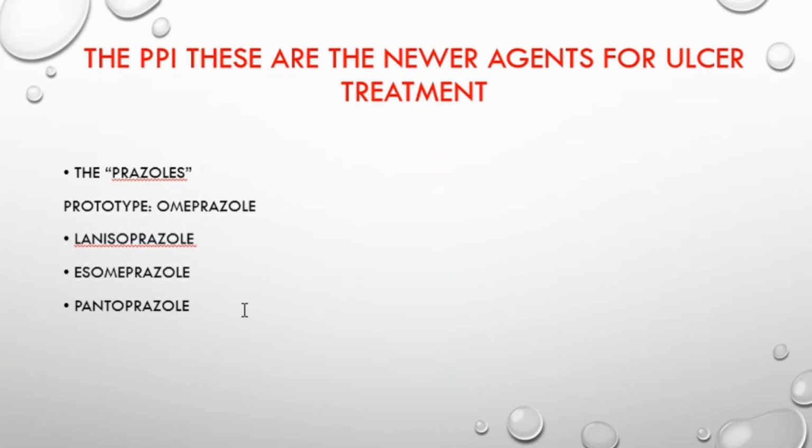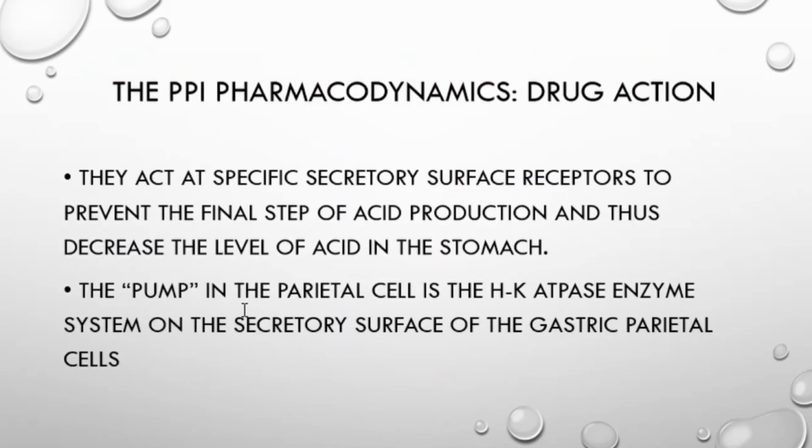We have the prazoles. The prototype is omeprazole, and we have lansoprazole, esomeprazole, and pantoprazole. For the proton pump inhibitor pharmacodynamics, which is the drug action, they act as specific secretory surface receptors to prevent the final step of acid production and thus decrease the level of acid in the stomach. The pump in the parietal cells is the hydrogen-potassium ATPase enzyme system on the secretory surface of the gastric parietal cell.